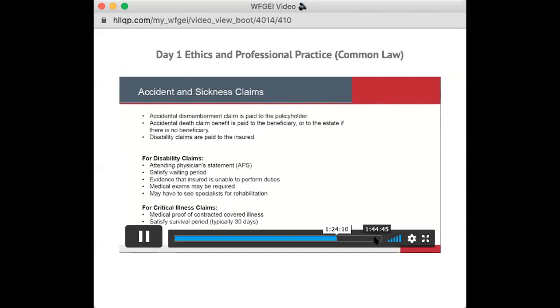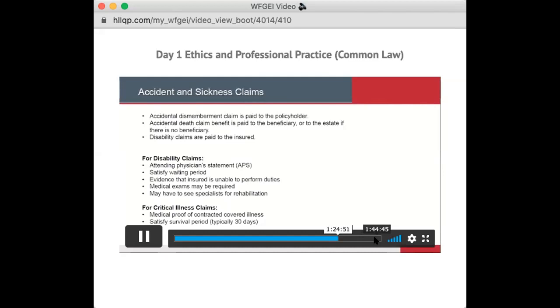So that's obvious. Okay. So in order for a disability claim to actually happen, just like we had issues with life insurance, we also have issues with disability. So the first thing we need is an APS. In other words, the attending physician statement is crucial here because we need proof from the doctor, not from a nurse, not from a paramedic or whatever, from an actual MD that you are in fact disabled. That's crucial. You also, of course, have to satisfy the waiting period. So with a 90-day waiting period, you're not covered the first 90 days, okay? There must be evidence that the insured is unable to perform the particular duties that he is insured for, okay?